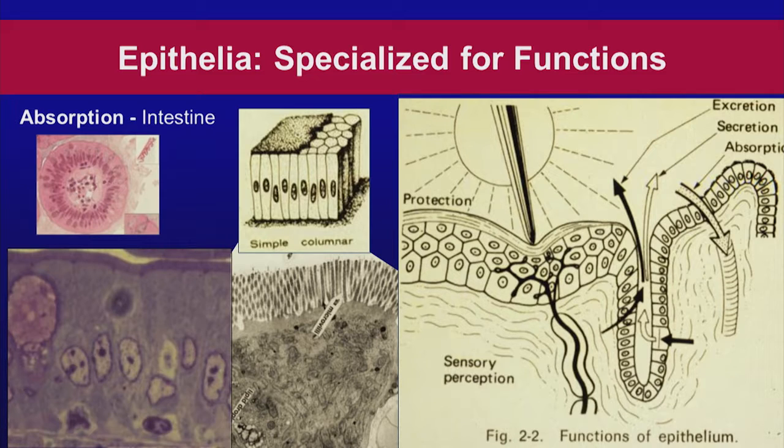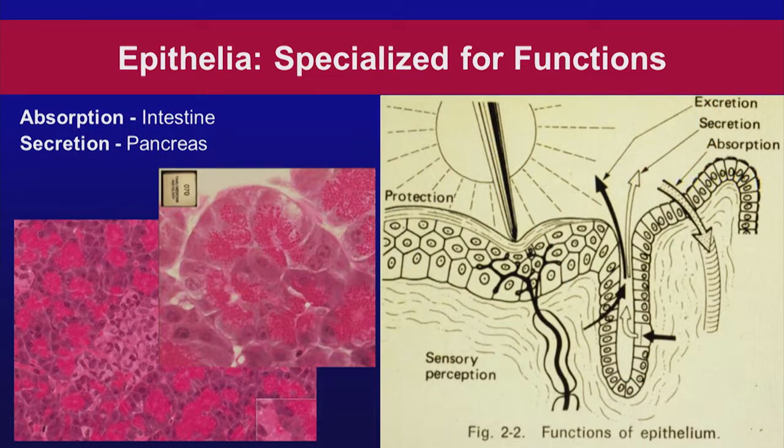So the luminal surface, the surface where the food is, you have these little projections out there to increase the surface area so you can amplify absorption to occur. Also for secretion, here we see the pancreas. The ones in the far left, the lighter cells, are the pancreatic acinar cells. The ones in the middle are the islets of Langerhans, which make insulin.